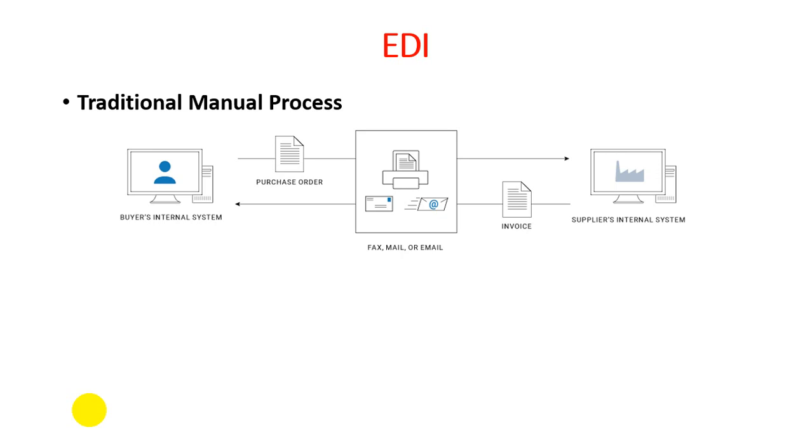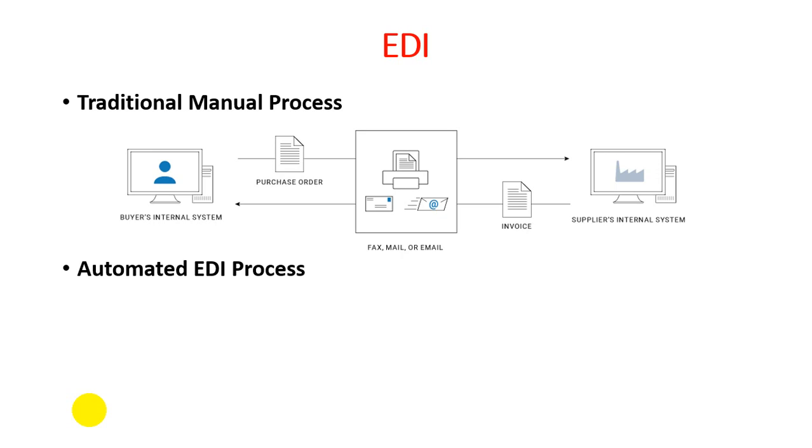If the order is available, they can provide the invoice as a response to the purchase order, and through this they can identify what the actual cost was and where the actual product will be delivered. So it is nothing but the traditional manual process before the EDI system.